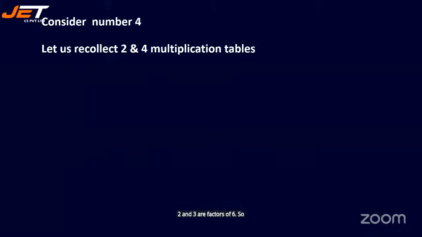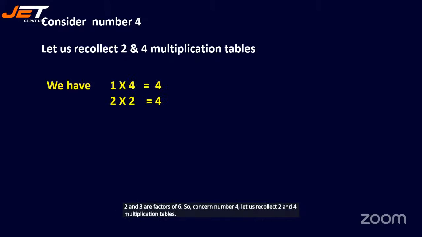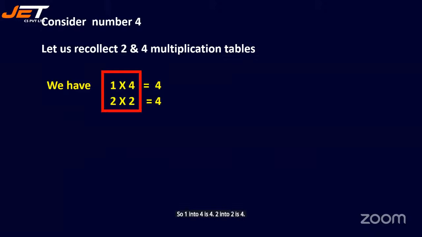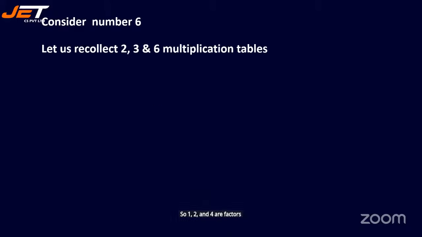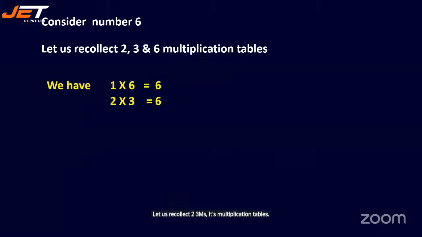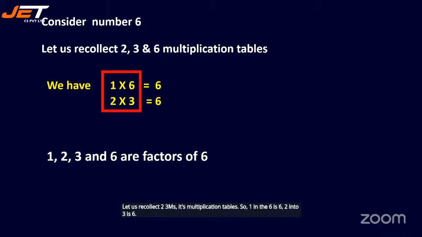So consider number 4. Let us recollect 2 and 4 multiplication tables. So 1 into 4 is 4, 2 into 2 is 4. So 1, 2, and 4 are factors of 4. Now consider number 6. Let us recollect 2, 3, and 6 multiplication tables. So 1 into 6 is 6, 2 into 3 is 6. So 1, 2, 3, and 6 are factors of 6.